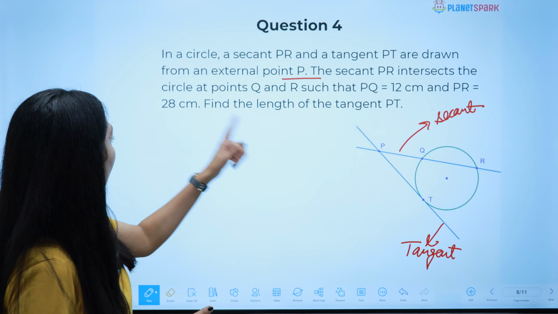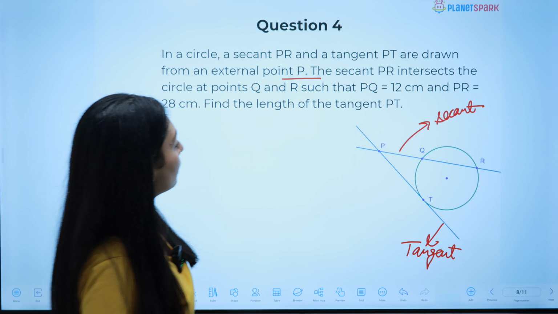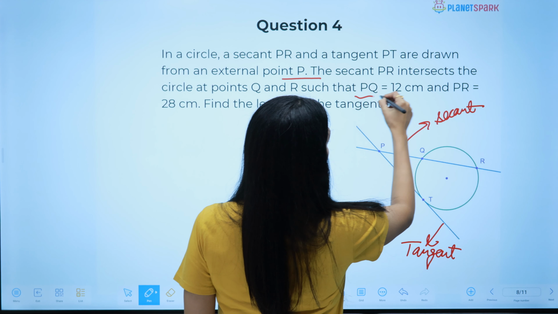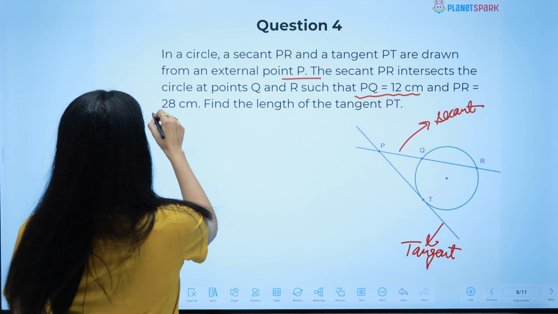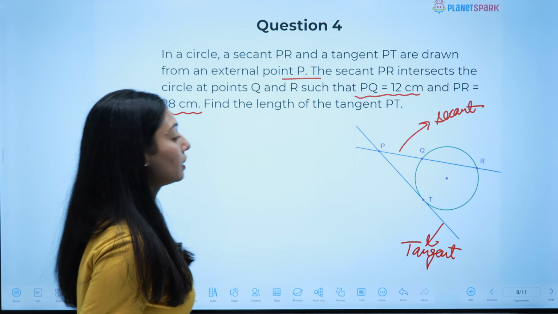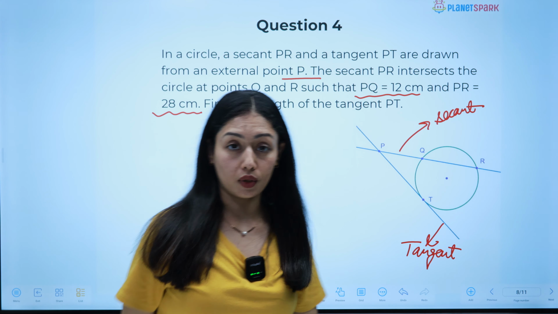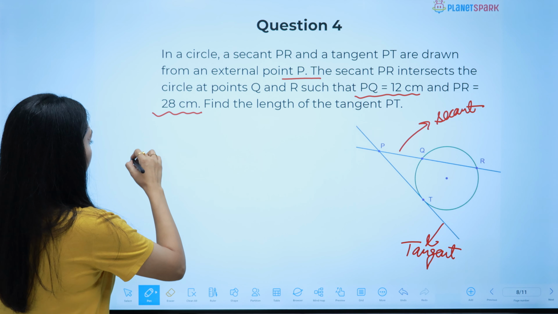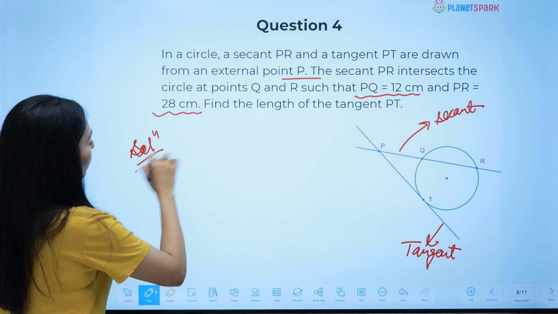Right? Then, points of intersection is given. PQ is 12 centimeter. PR is 28 centimeter. Find the length of the tangent PT. Okay then. Very interesting question. So, how do we do it?